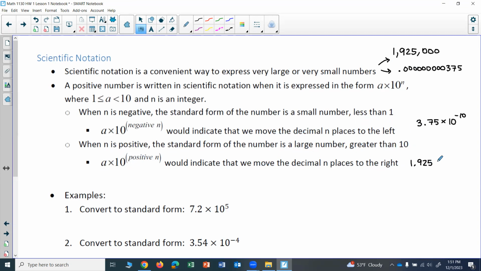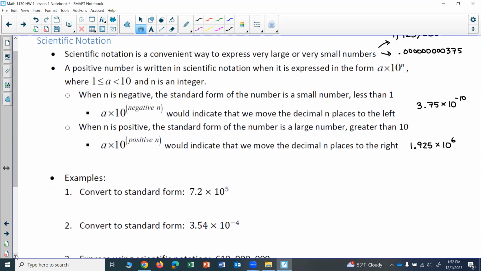So for example, if I had 1.925 times 10 to the 6th power, 6 is a positive, I would take that decimal and I would move it 1, 2, 3, 4, 5, 6 places to the right and fill in with zeros, and that would be equivalent to 1,925,000. Let's look at a couple examples here.